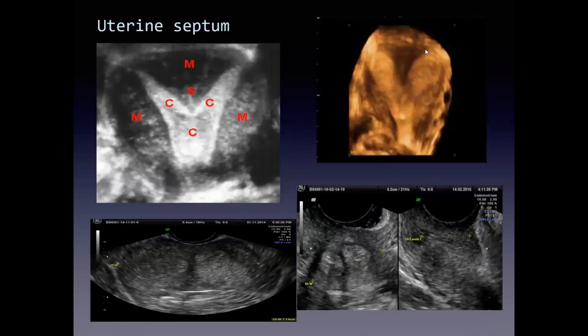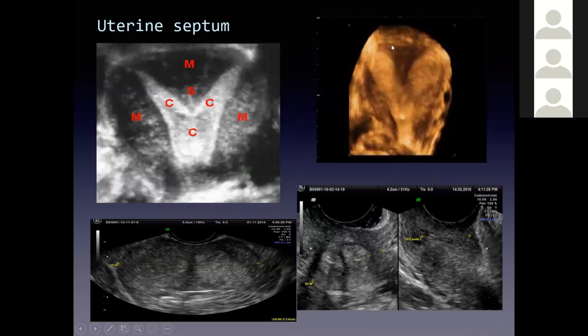When we do 3D ultrasound, it's actually quite easy to demonstrate. If you can see here, the fundus is one, but there is a tissue of muscle that's going down to separate the endometrium. That's the endometrium on one side, and that's the endometrium on the other side. Instead of being a triangular cavity, the septum is splitting it here, as you can see. Can you see that septum going in and splitting the endometrium clearly?